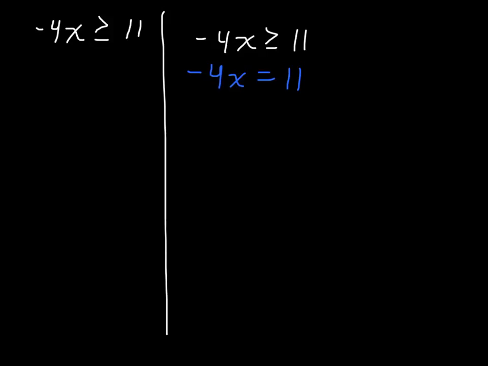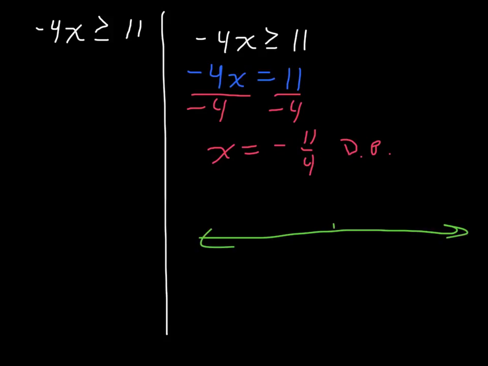So, okay, there we go. I changed it to the equal sign. Next thing I'm going to do is get x by itself. So I'm going to divide by -4 on both sides. And x is equal to -11/4. I just found my dividing point. So now I can plot my point like that. And that's a 0. -11/4 should be to the left of my 0. So like that. And then above it is going to be a dot because I have the equal to sign.